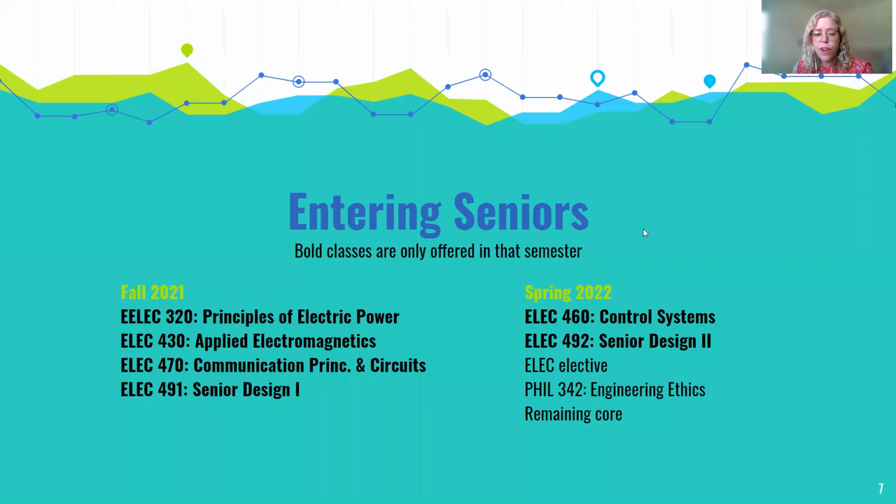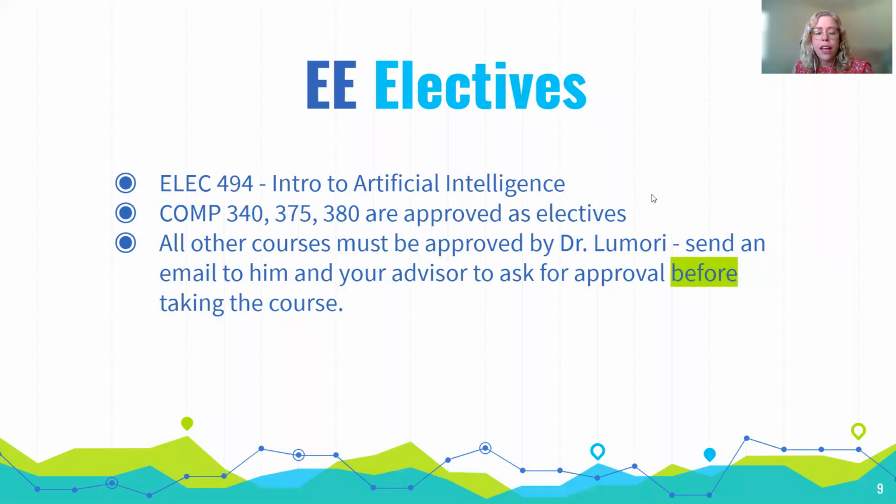So these are the courses for entering seniors. I won't read these because you can pause the video and look at them. Everything in bold is only offered in that semester, so be sure that you stay on track. For EE electives next semester, the only specific EE elective is Intro to Artificial Intelligence, and that's ELEC 494. Computer science classes are also approved as electives. If you want to have any other course approved, you must submit it to Dr. Lamori. I would do this before you take the class.